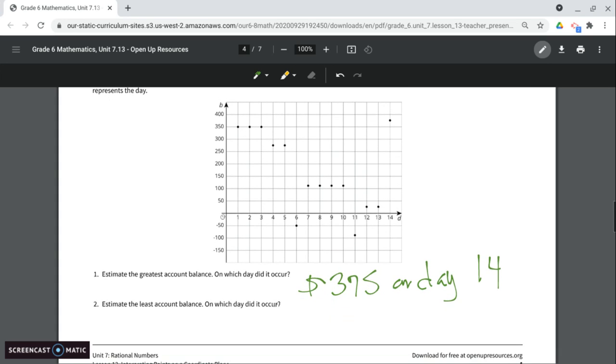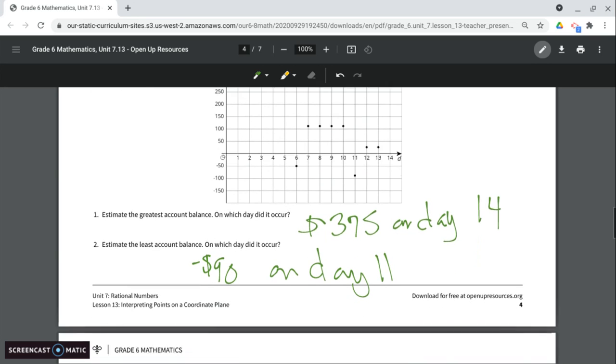Estimate the least account balance. So we want to find the greatest negative number, which would be back here, where we're almost at negative 100, so probably about negative $90, let's say, and that occurred on the 11th day.